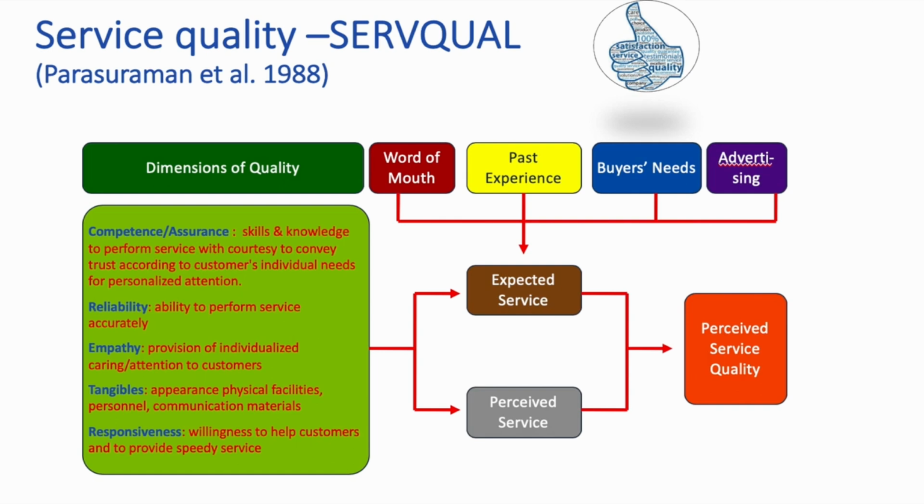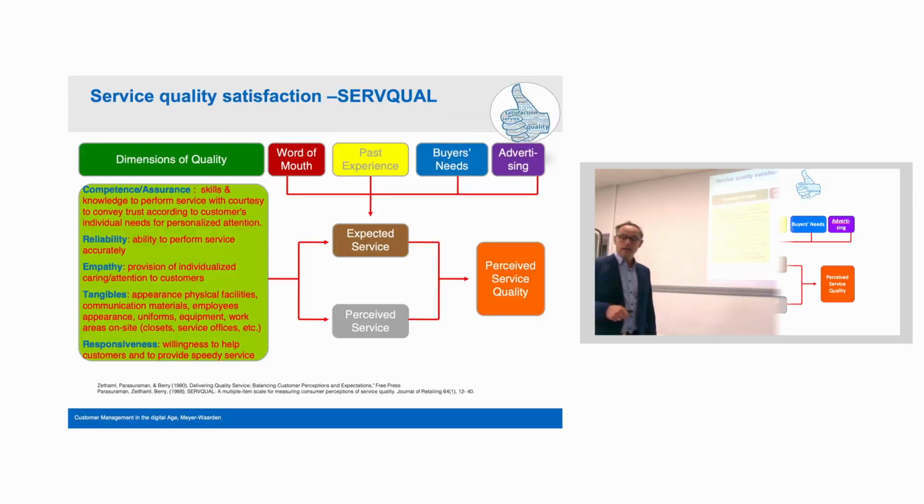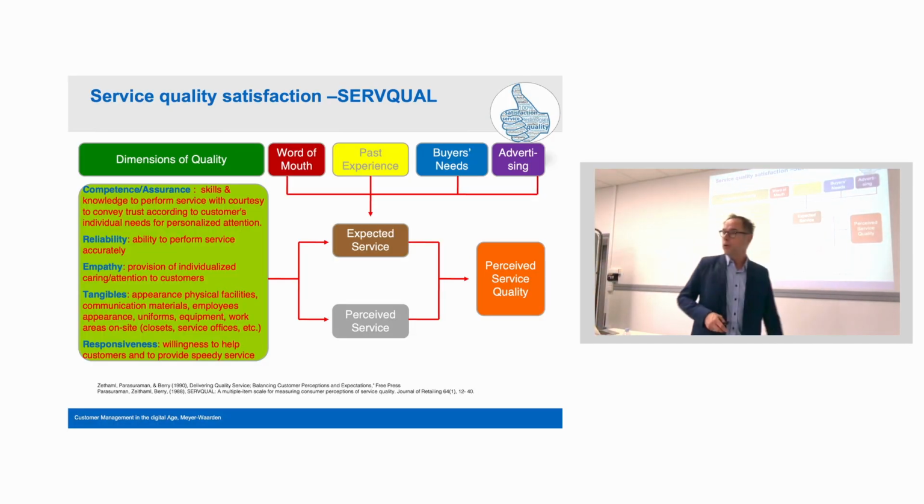First, competence, assurance. Second, reliability. Third, empathy. Fourth, tangibles. And fifth, responsiveness. These 5 dimensions are used to evaluate service quality. And it's still the most used model in service marketing to improve service quality. For example, Air France uses SERVQUAL to measure the service quality on board.